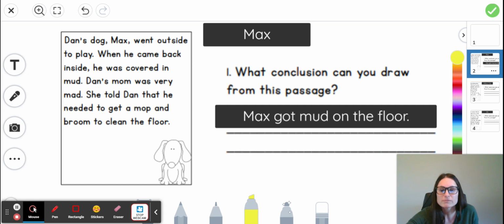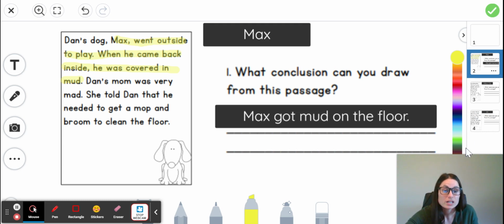So Max got mud on the floor. Well, how do I know that Max got mud on the floor? Well, Max went outside to play. And when he came back inside, he was covered in mud. So I know from my schema, my experiences, that if a dog goes outside and is all covered in mud and then comes inside a house, there's probably going to be mud all over the floor.